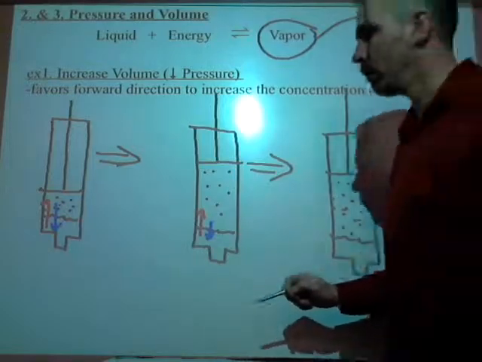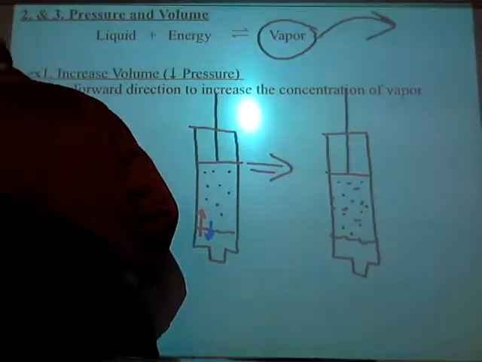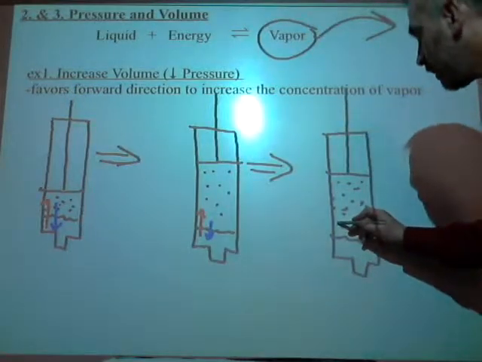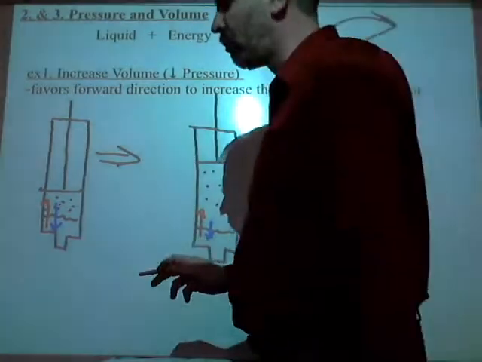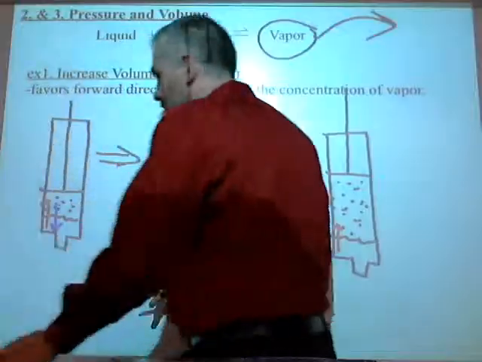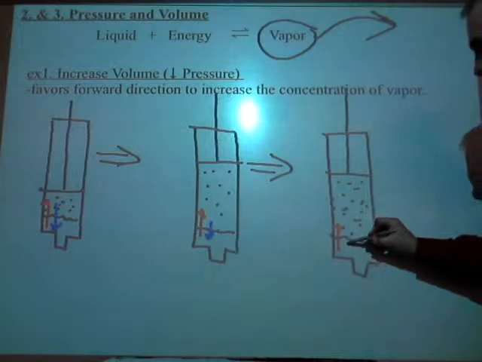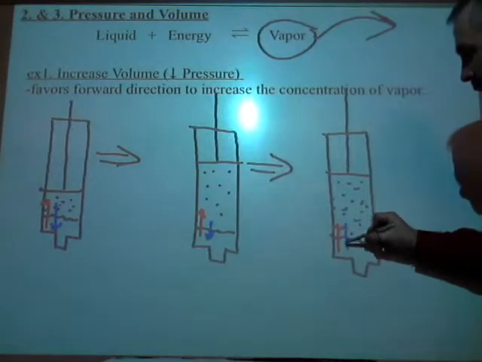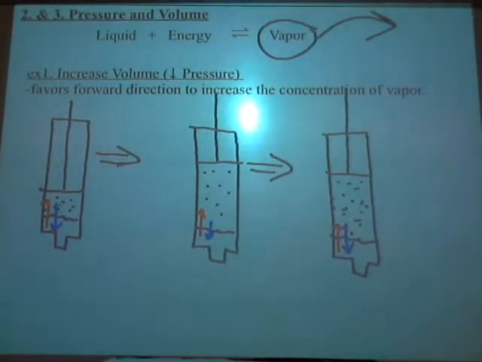At that point, your rates of evaporation and condensation will be equal again, because although the rate of evaporation never really changed, the rate of condensation as it went from here to here kept creeping up and up and up and up and up until eventually they reestablished equilibrium at where they were.